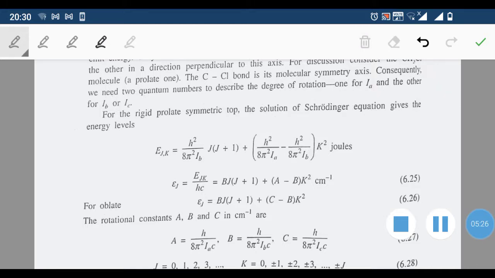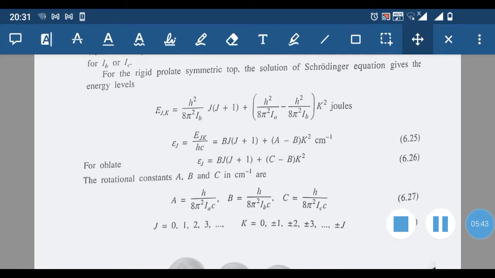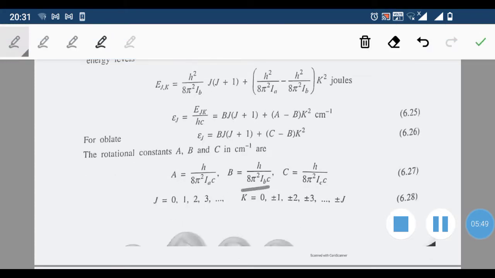And the expression is given by epsilon J equal to BJ(J+1) + (C − B)K². So this is the expression for the energy in cm⁻¹ for an oblate symmetric top molecule. The rotational constants A, B, C are given as A = h/(8π²I_A c), B = h/(8π²I_B c), and C = h/(8π²I_C c), where J can take values 0, 1, 2, 3, etc.